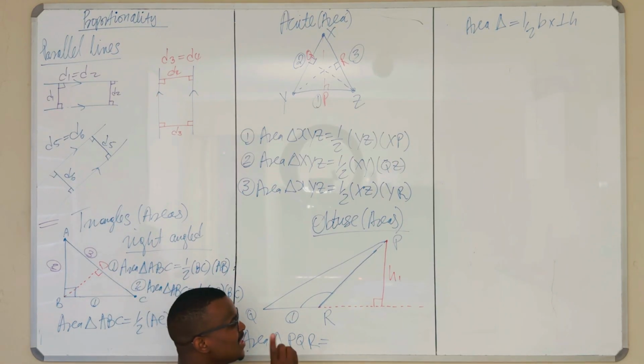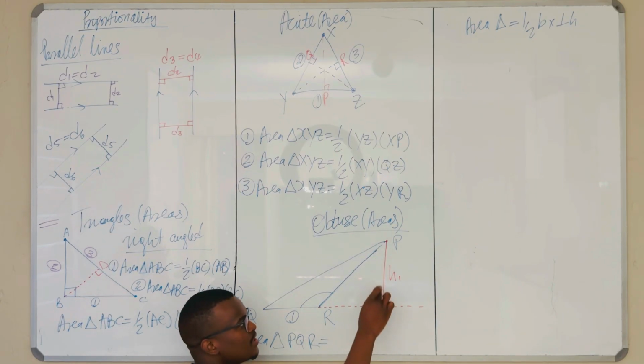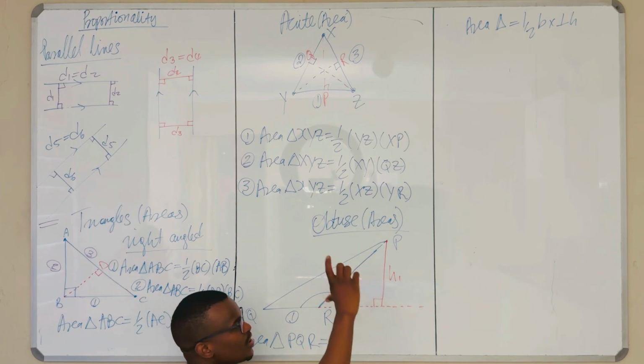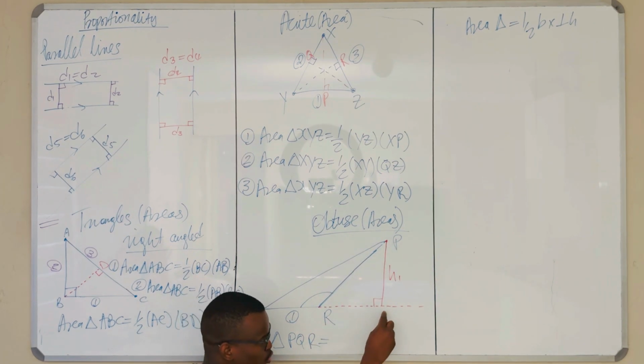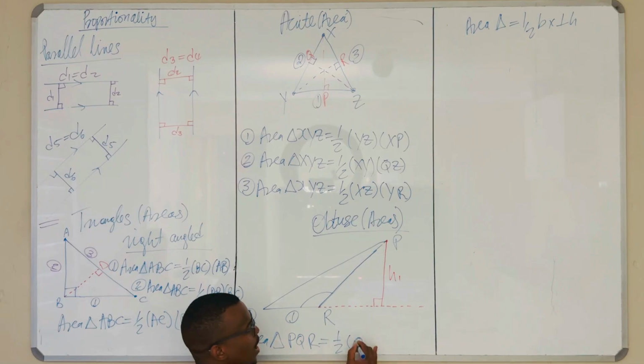So if you want the area now, it will be half this base times the perpendicular height, which is that one over there. Yes. So that is the vertical height or the perpendicular height from your vertex to where your base line is. Okay. I'm not sure if this does make sense. It does. So if you want the area of this, it will be half base, which is QR, times the perpendicular height, which is H1 over there.